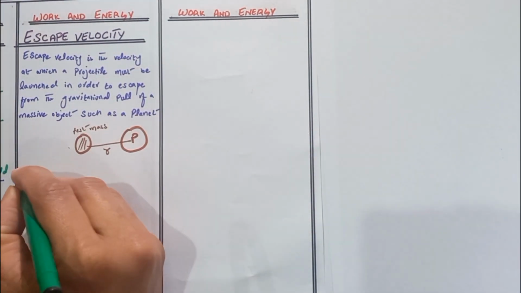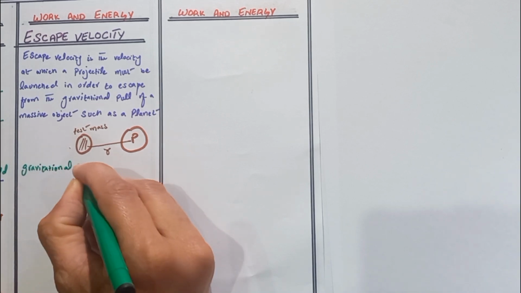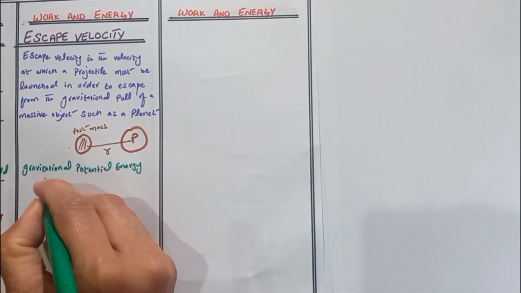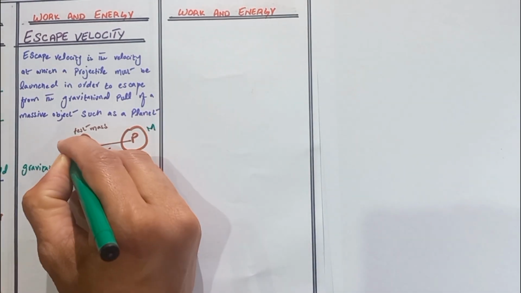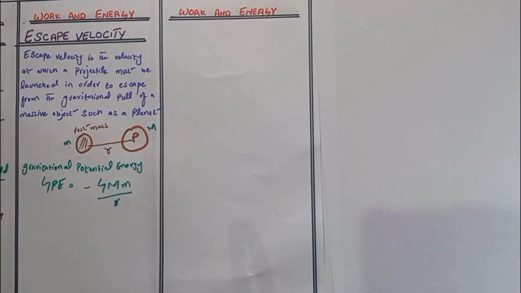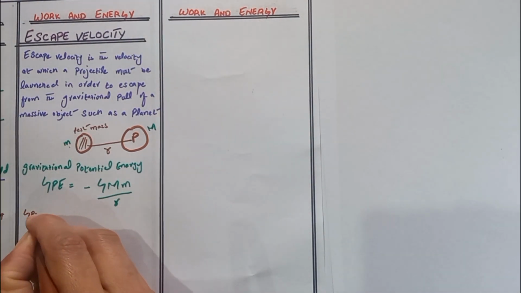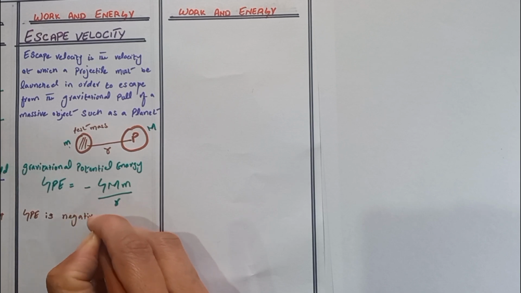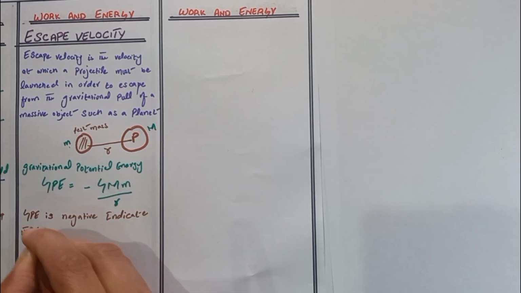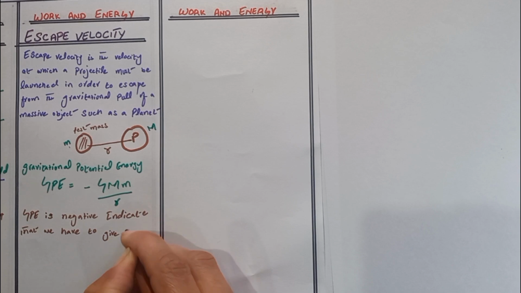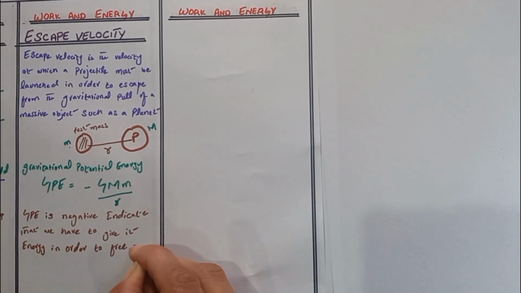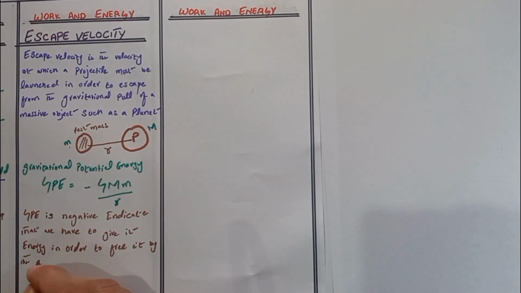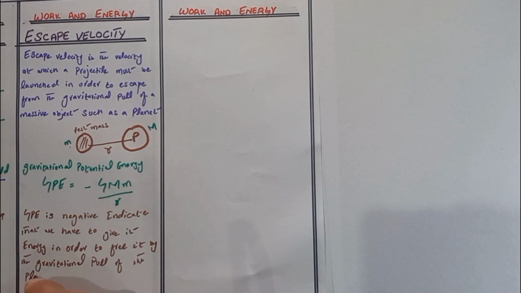Here we write the gravitational potential energy, represented by GPE, between these two masses as minus capital G, mass of the planet represented by capital M, and mass of the test mass, small m, over r. Gravitational potential energy is negative, which indicates that we have to give it energy in order to free it from the gravitational pull of the planet.